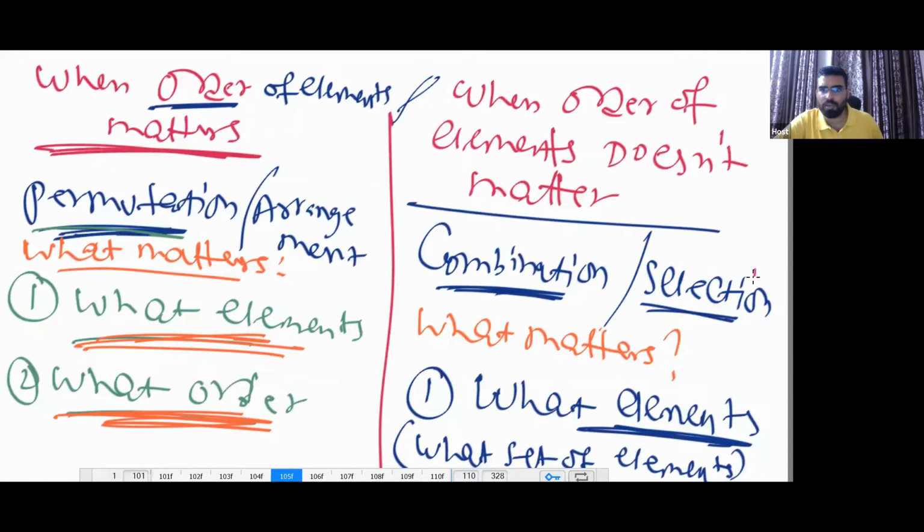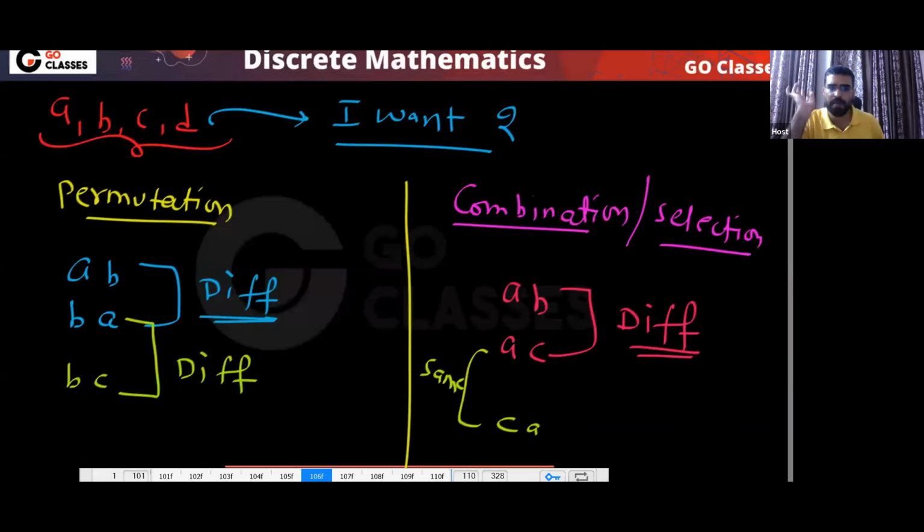So in a combination selection, what matters? Elements matter. Which are the elements? Their order does not matter. In a permutation, elements matter, their order also matters. So these are the two things: permutation, combination. These are just English words. Permutation means you are permuting them, you are shuffling them, you are arranging them. So the order matters. And selection means you are selecting.